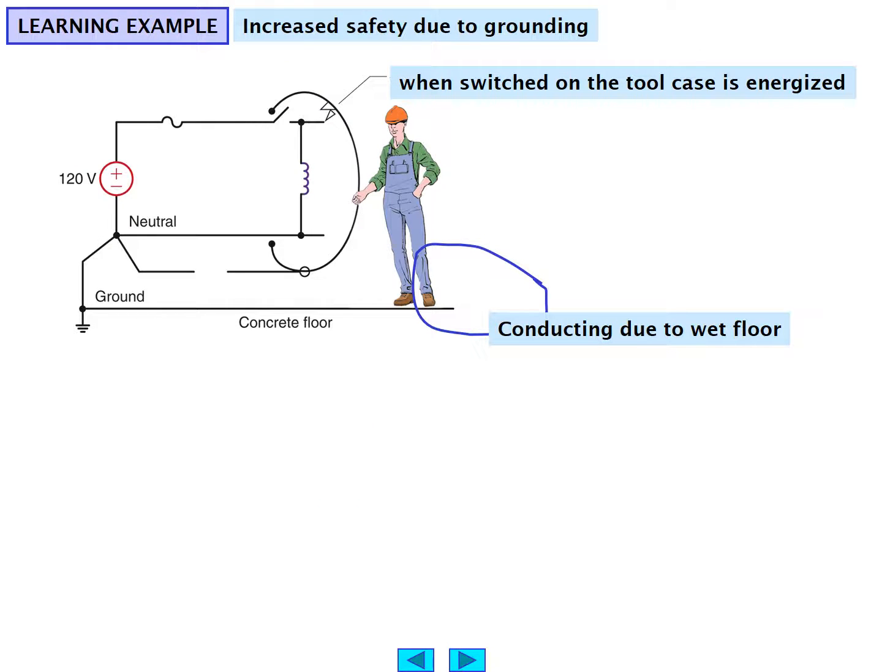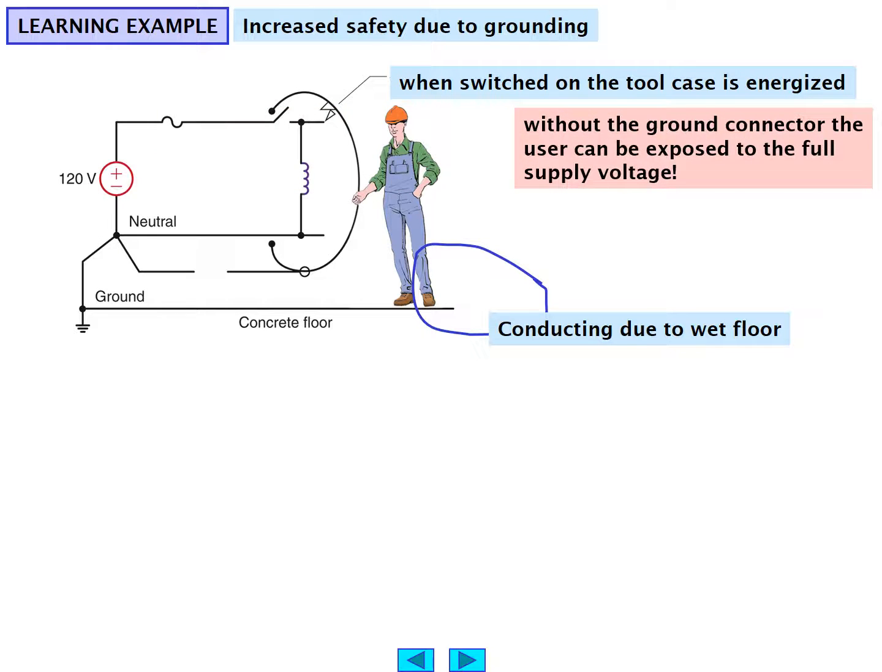If we have grounding, though, we have increased safety due to grounding. When the switch on the tool case is energized, we can have conduction to the wet floor if we've lost our connection to our normal ground, but have connection through, for example, a concrete floor, which returns to earth ground. So as you see here, the person provides a path for current to return to the voltage source, which is a safety consideration for electrocution in this case.